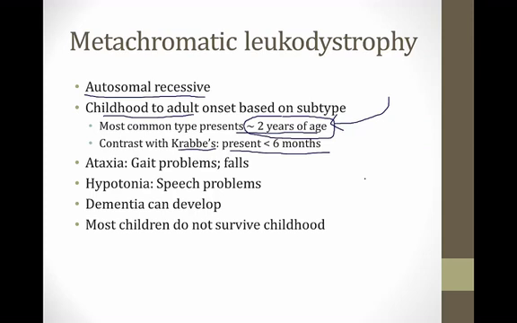The symptoms are purely neurologic. This will be a 2-year-old child or older, so the child should be walking, and there will be problems with gait, so there'll be ataxia and falls. There can be hypotonia, which can present as speech problems in a child that should be at an age when they can learn to talk. Dementia can develop, and this usually progresses, and most children do not survive childhood.